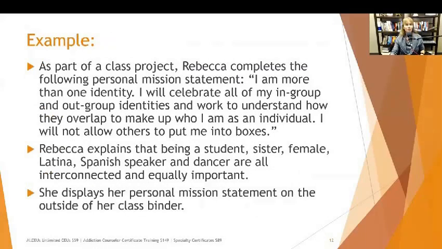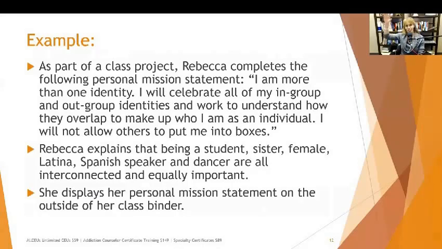In order to help clients develop a sense of identity, one example would be to have somebody complete a mission statement. In this case, we're going to use the name Rebecca. She completed a mission statement saying, I am more than one identity. I will celebrate all of my in-group and out-group identities and work to understand how they overlap to make up who I am as an individual. And I will not allow others to put me into boxes.